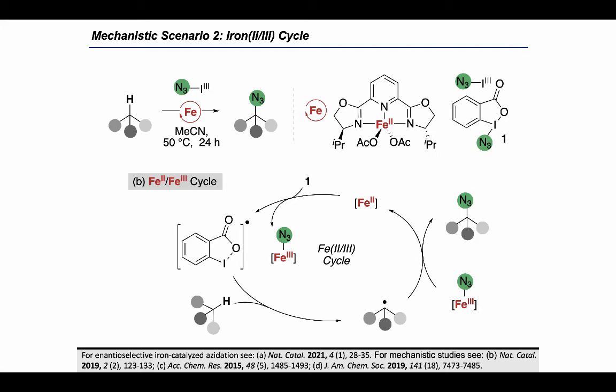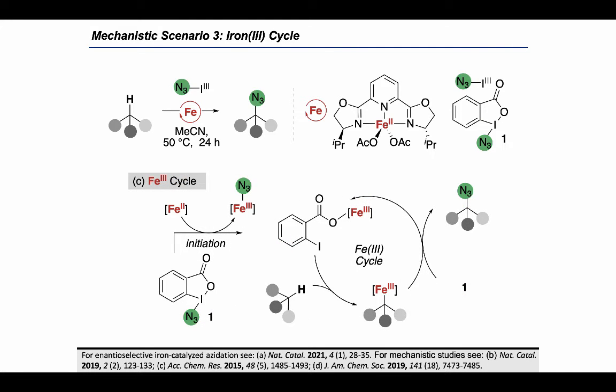In a second class of mechanism, a single electron transfer from iron-2 to compound 1 would form an iodine radical and iron-3 azide complex. The iodine radical could then undergo hydrogen atom abstraction of a C-H bond to form a carbon-centered radical, which could then recombine with an iron-3 azide previously generated to deliver the C-N bond. This reforms the iron-2 complex, which would react with another molecule of 1, continuing the cycle.